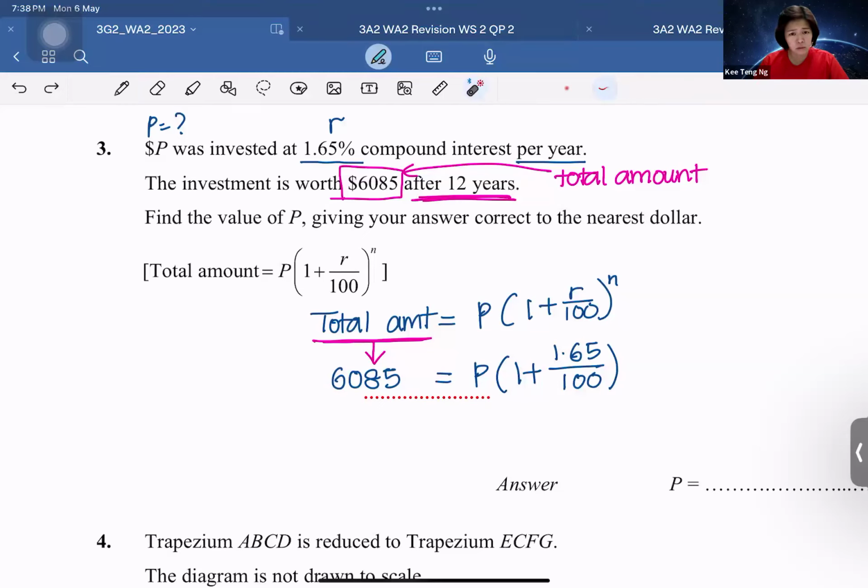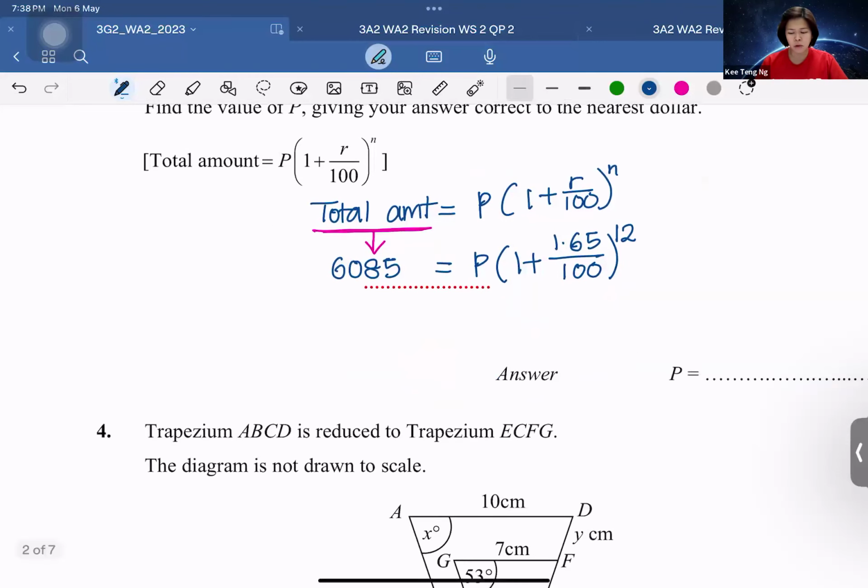Answer of P, have you found, are you sure? Okay, so this one, the number is 12 years. So 12 will be the power over here, n number of times, which is the year. So 12. Okay, then if I look at this question, this whole portion here can be calculated using a calculator.